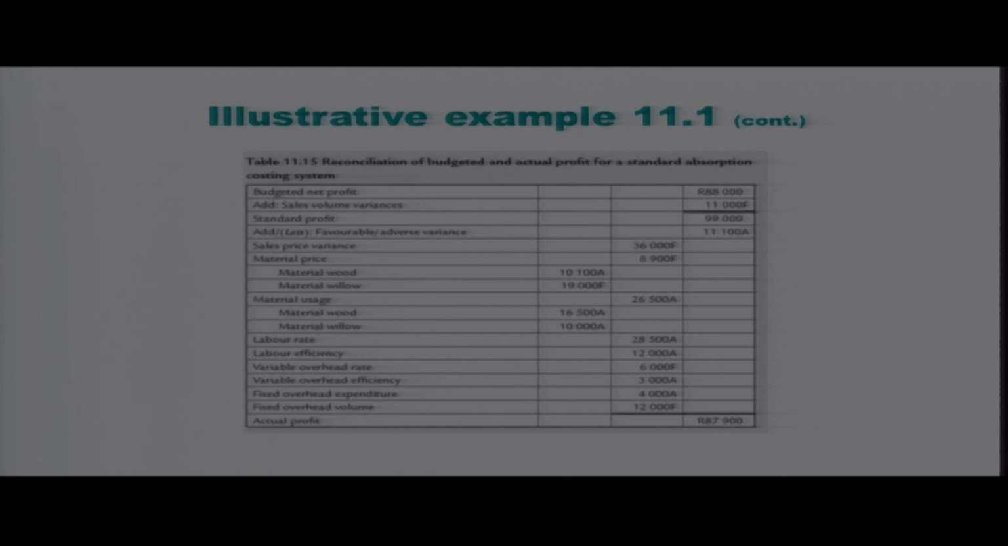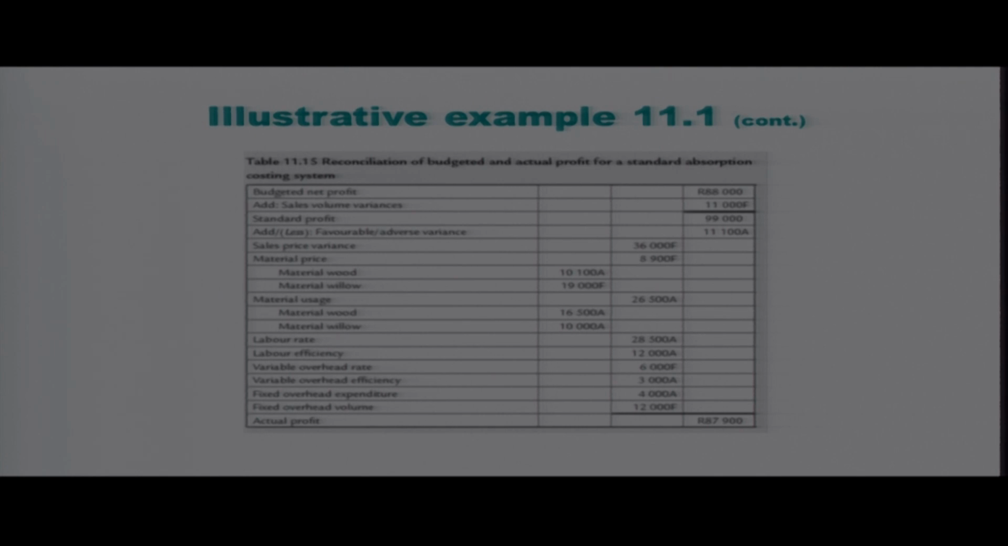Then we also did the material usage. We have material wood as well as material willow. Calculating the material usage for wood gave us 16,500, which was unfavorable or adverse, and willow gave us 10,000, which is unfavorable or adverse. So 10,000 plus 16,500 gives us a total of 26,500, which is unfavorable for material usage.